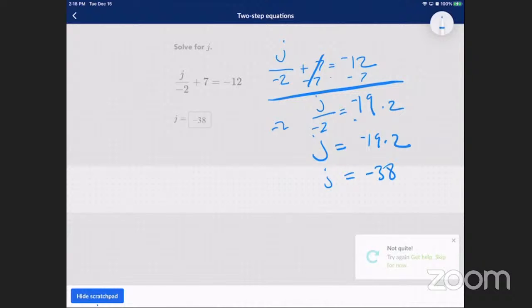It's negative 12. Yeah, negative 12 minus 7 is negative 19. Oh, wait. It's not that. It's that. So you have negative 9, it's 5. So you have j equals negative 9.5.